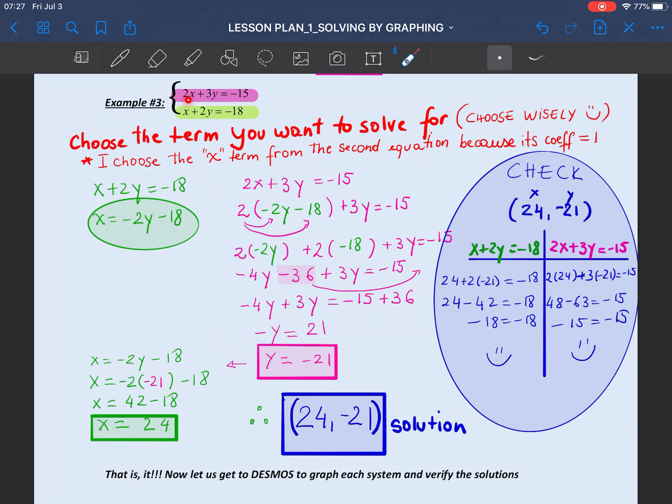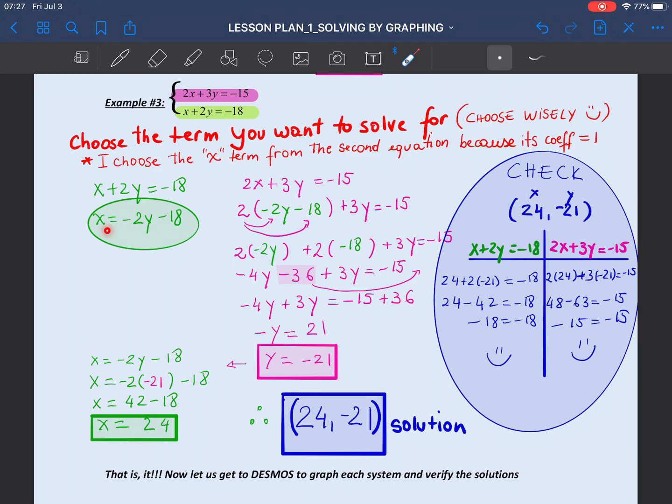What does that mean? It means that you have to take a look at each and every term in the equations and select the term that has a coefficient of 1. So 2x has a coefficient of 2, so you have to solve for x. It's more work. Same with 3y, same with 2y. So only x here has a coefficient of 1. So we're going to go for the second equation and solve for the x term.